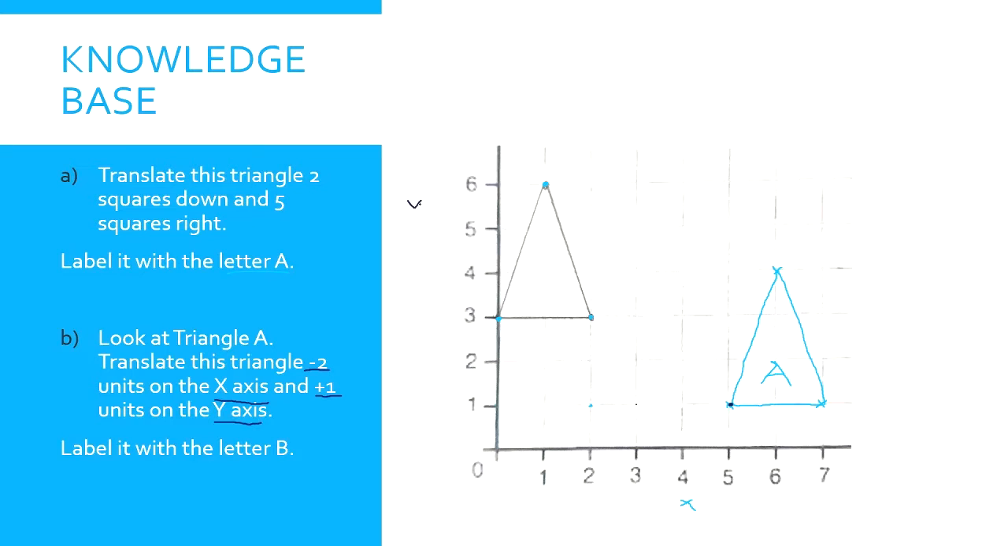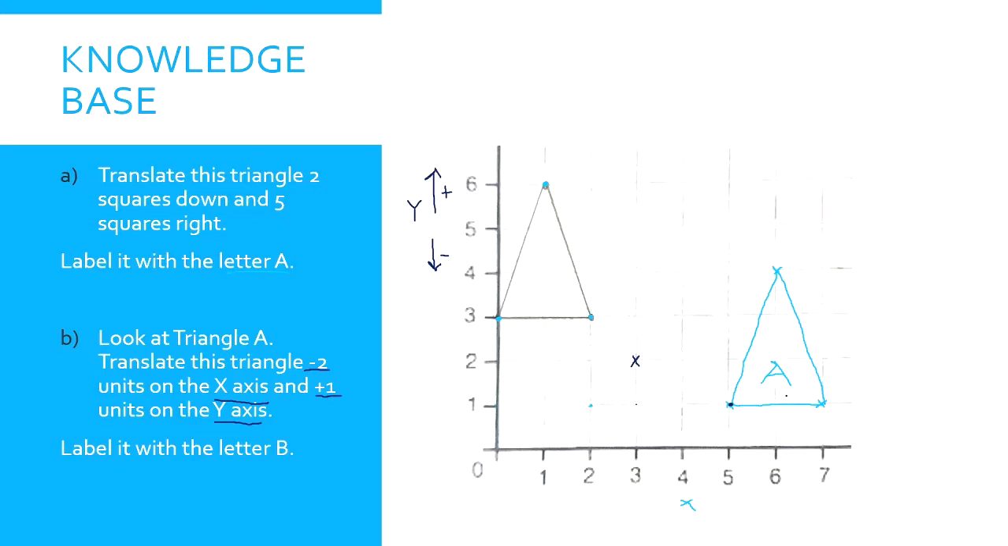So again, I know that this is my y-axis here, and I know that the numbers are going to increase if I add, and that the numbers are going to decrease if I subtract. I'm being asked to add 1 unit, so I'm going to increase it by 1 and put my x here. Once again, I'm going to do exactly the same thing with all of my other points.